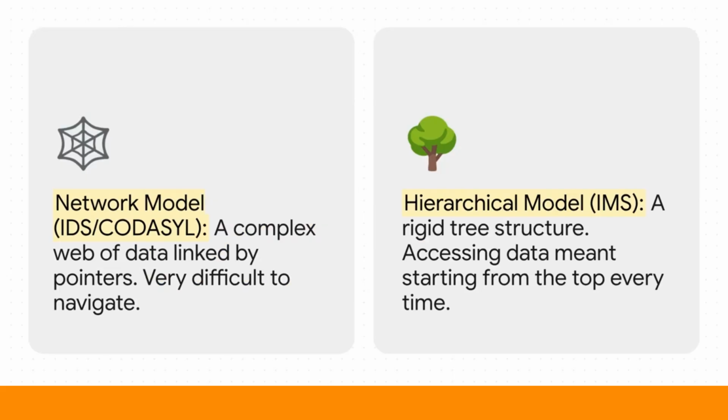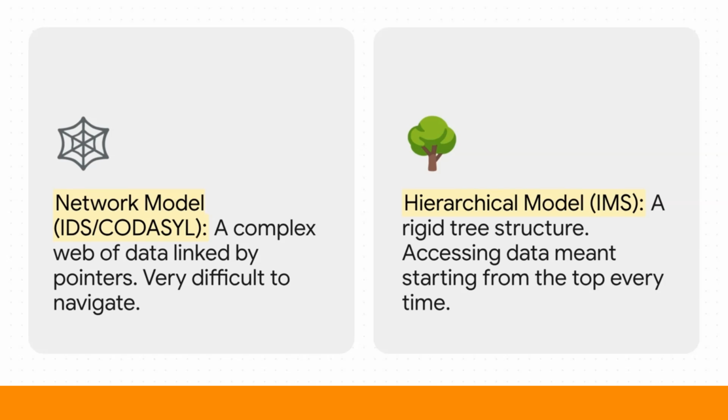At the time, there were basically two competing schools of thought. On one side, you had Bachman's idea, which we call the network model. Imagine a giant, messy spider's web. Every piece of data could be connected to any other piece of data with these direct links called pointers. Super powerful, but a total nightmare to navigate.